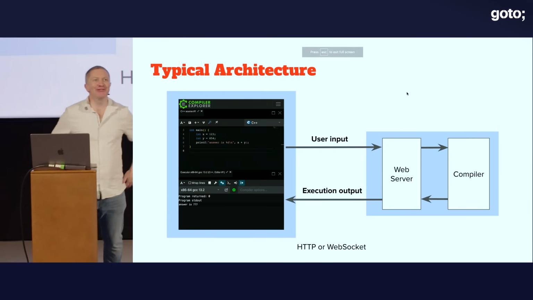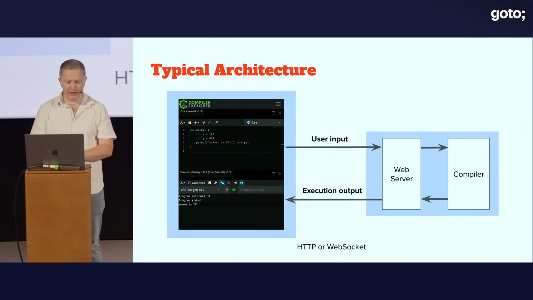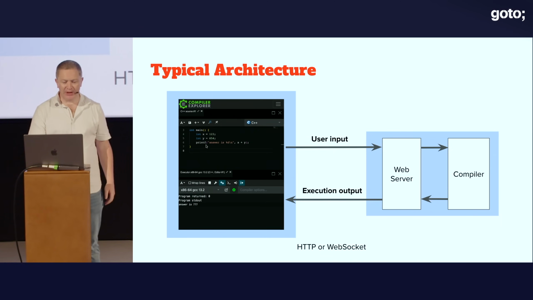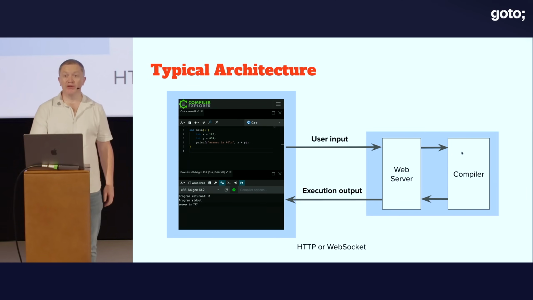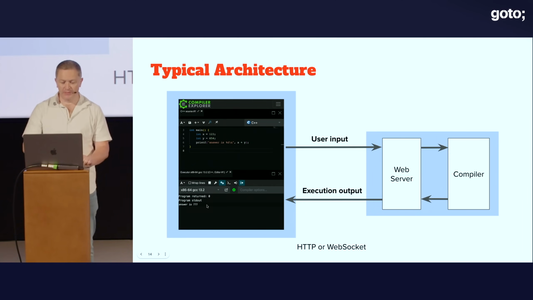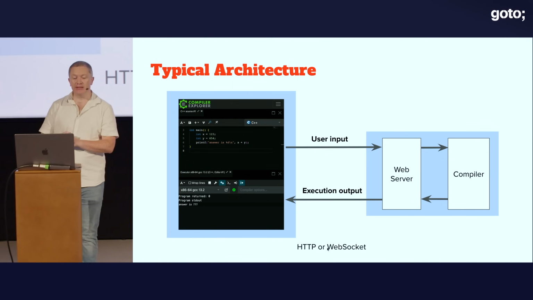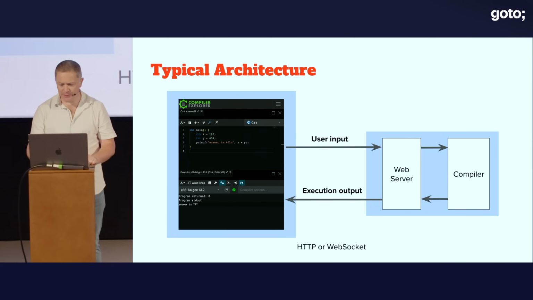So let's have a closer look at how these tools work. The typical architecture you find, and I'm going to use Compiler Explorer as the example, is that, like I was saying, you have an input panel here, you type in some code, it sends that off to a web server, which runs a compiler, and sends the result back through the web server and displays it out here. Compiler Explorer uses HTTP for that. The other one that I demonstrated with Python uses WebSocket.